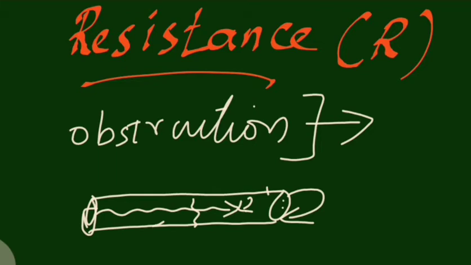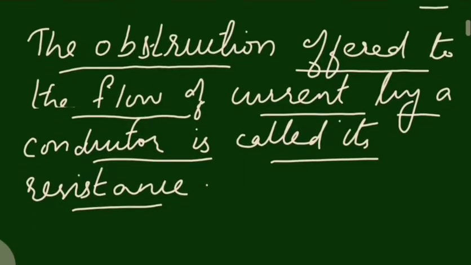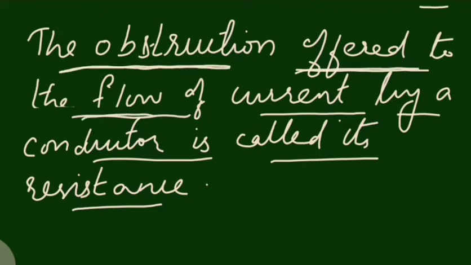So resistance can be defined as the obstruction offered to the flow of current by a conductor, called its resistance. This is the definition of resistance: obstruction offered to the flow. When current is flowing, if the conductor is offering certain obstruction, then we name that the resistance offered by that conductor.